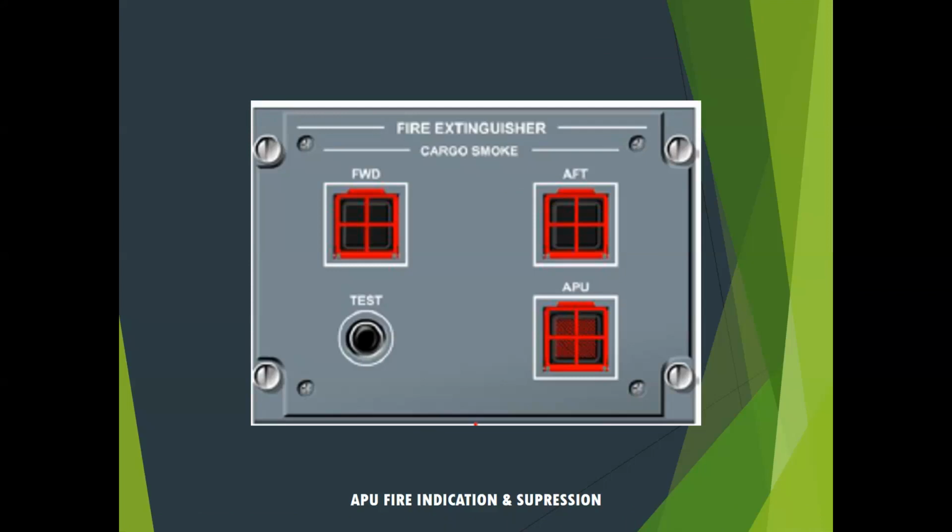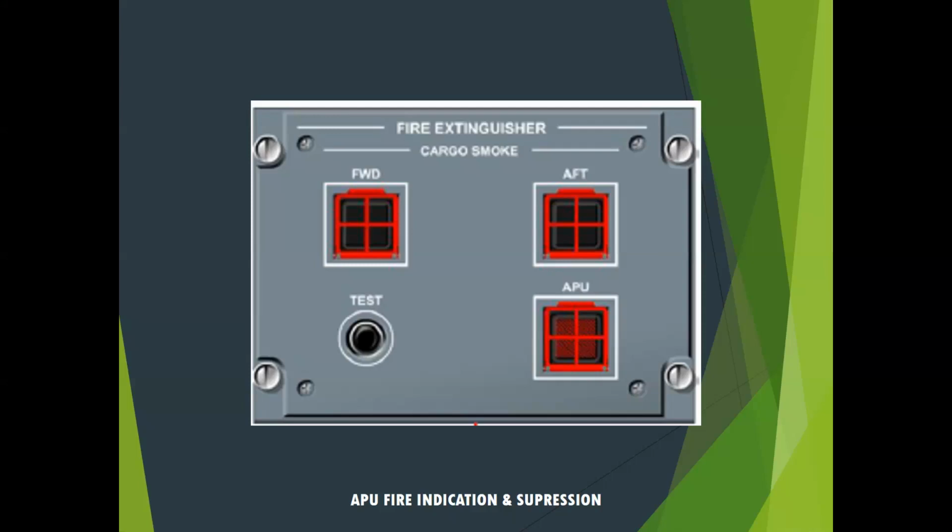But all you do, flip up a little guard over the switch so it doesn't accidentally get activated. You flip up the guard, push on the switch, and that will activate the APU fire bottle. And the way you get an indication is that APU button will light up red. You'd also get an APU fire message on an ICAS display or an ECAM display. When you push that button in order to discharge the fire bottle, at the same time, it's going to shut off the generator because we wouldn't want a failing generator to potentially damage other electrical equipment on board the aircraft.